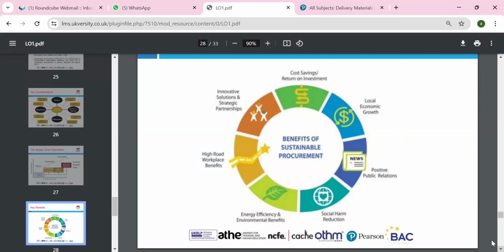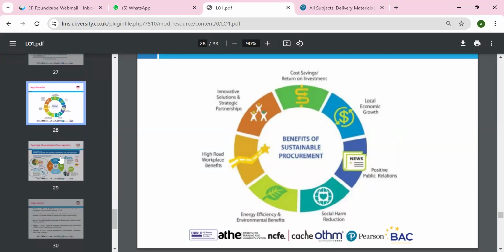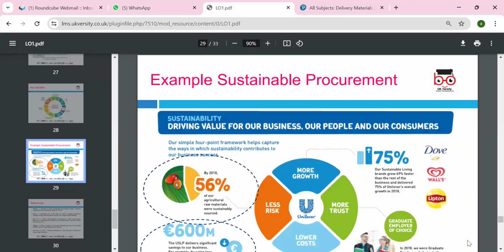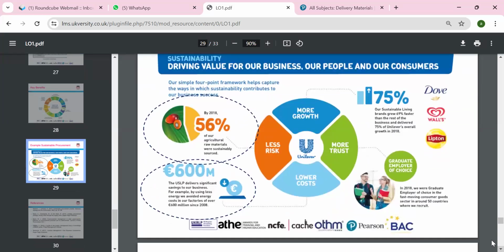Sustainable procurement matters because of the supply chain, like we have the conflict in the Middle East, and all of this is impacting the sustainability. So we need to look at an alternative second plan, a contingent plan, to minimize the risk. That's also quite crucial. Driving the value for our business, our people, our consumers.